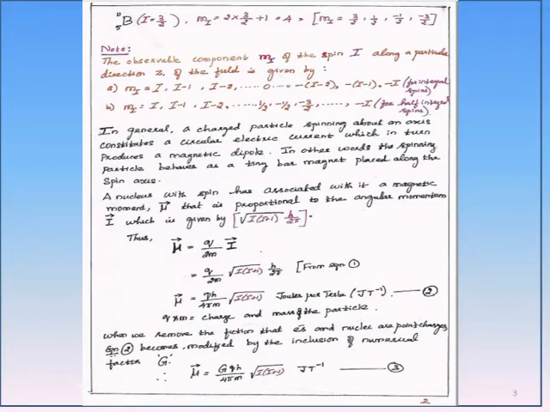In general, a charged particle spinning about an axis constitutes a circular electric current, which in turn produces a magnetic dipole. In other words, the spinning particle behaves as a tiny bar magnet placed along the spin axis. A nucleus with a spin has associated with it a magnetic moment mu, which is proportional to the angular momentum vector I. The magnetic moment associated with the spinning nucleus is directly proportional to the angular momentum of that nucleus.